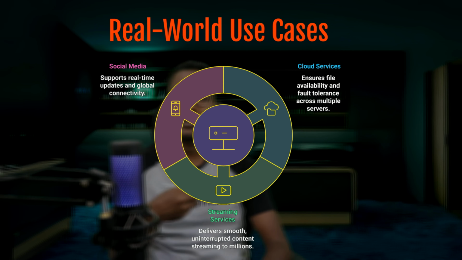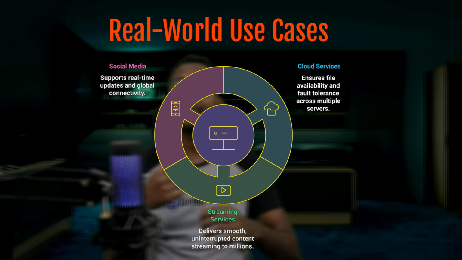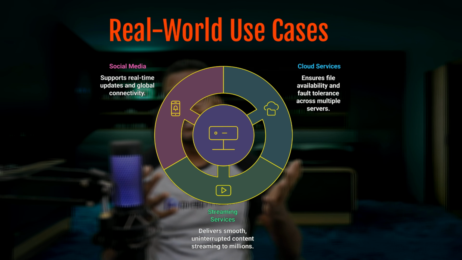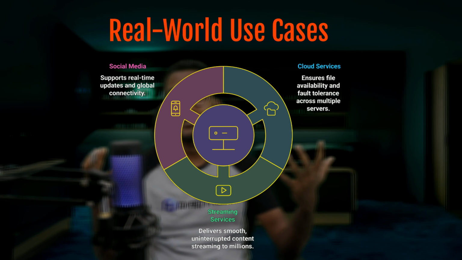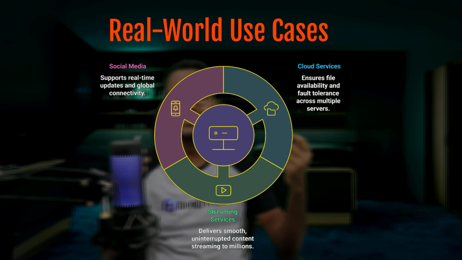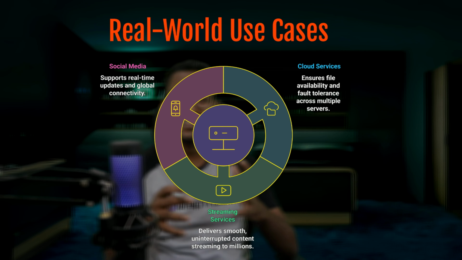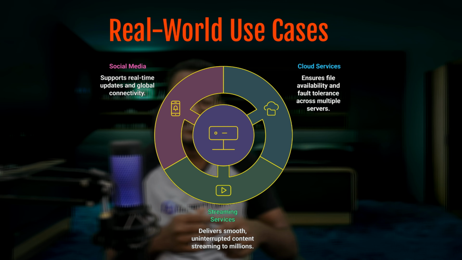These platforms rely heavily on distributed systems to keep your feed updated in real time while supporting millions of users across the globe. Now that we have explored some real world examples, you should have a clear understanding of how distributed systems are used in everyday applications. Let's move on to the next slide where we can summarize basically everything that we have learned so far.